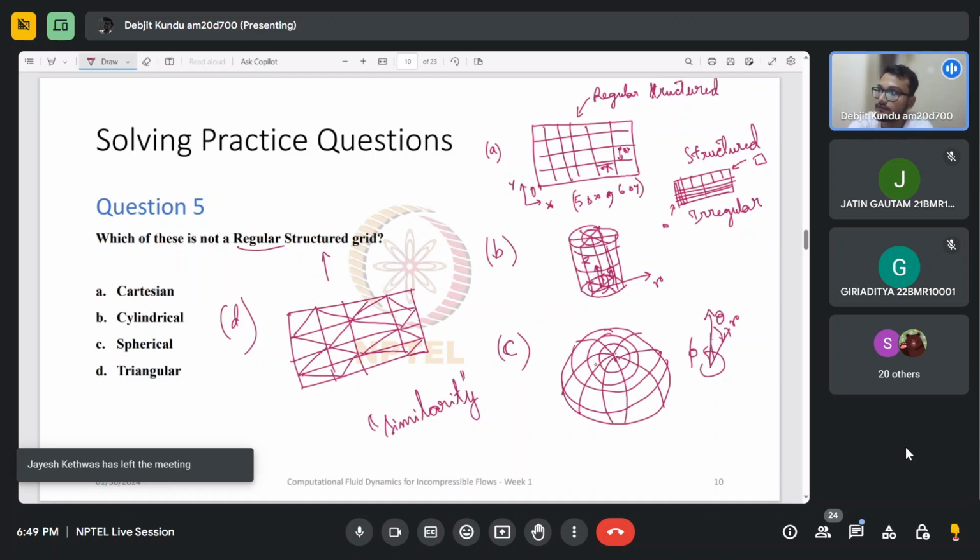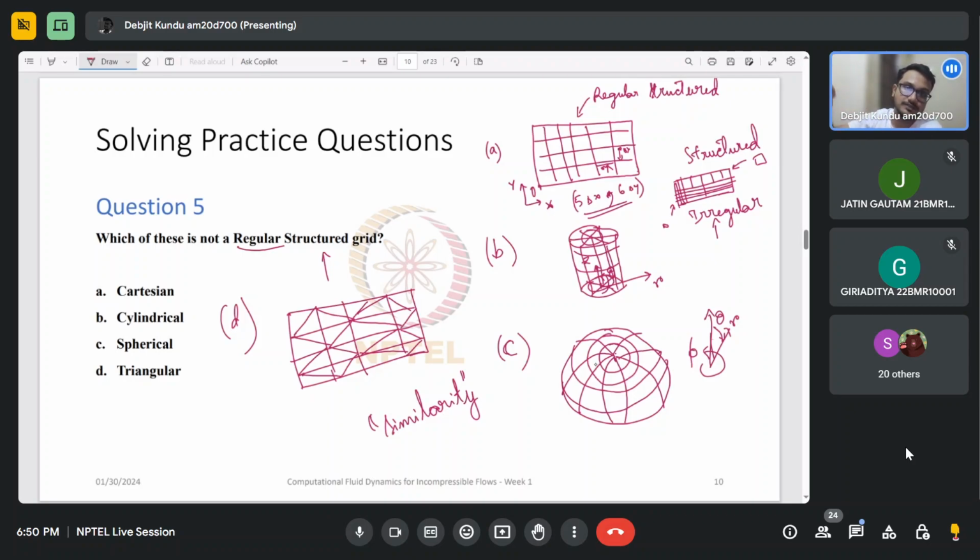But in the case of this one, if I ask you the same question, you can't arrive at a mathematical form so simple as this, because as you move towards a direction, the distances covered would be different for every single grid. So that's why it is irregular.